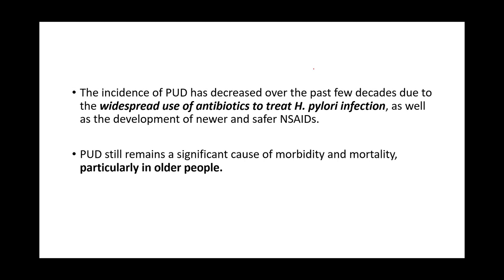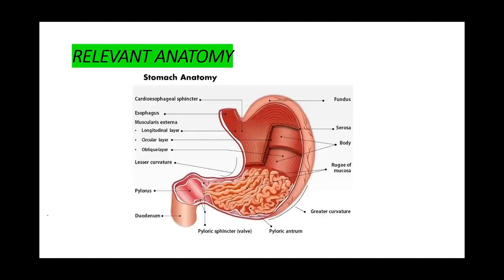Now, most of the complications you will see are commoner in older than the younger individuals. And they are more associated with mortality because of the presence of concomitant comorbidities these elderly people may have. So the outcomes tend to be more severe when it affects older people as compared to the younger population.